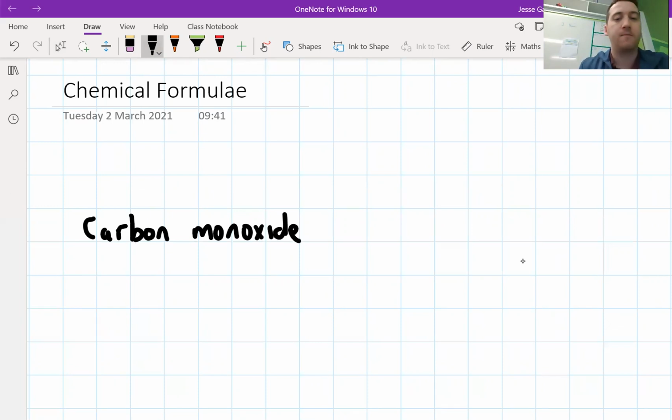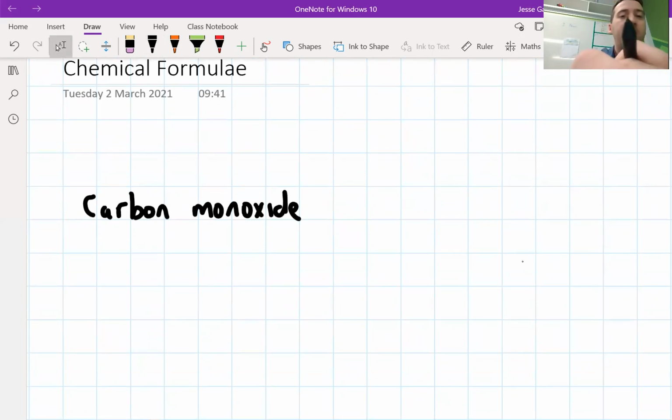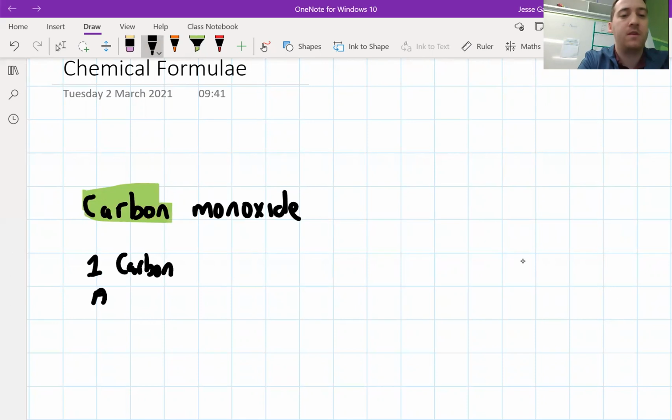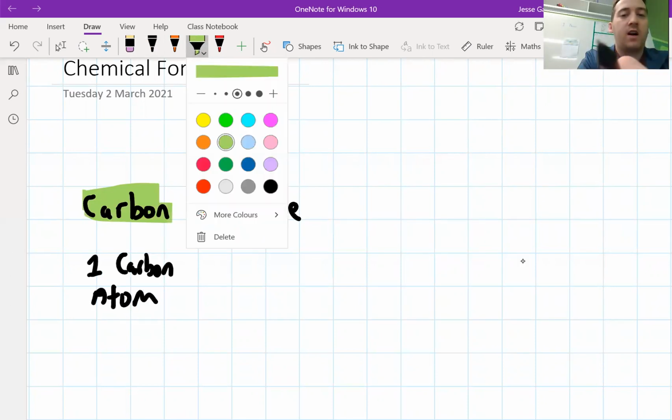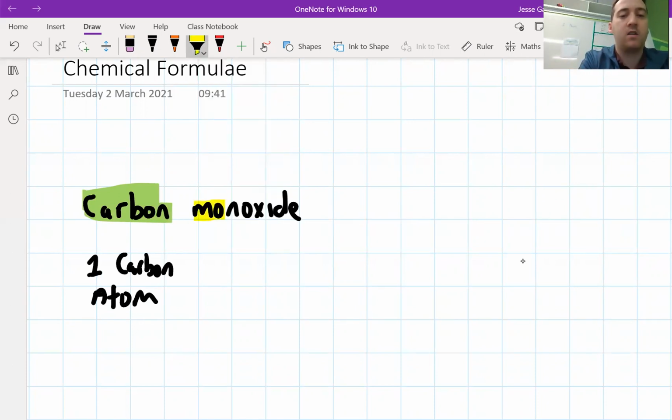Carbon monoxide. Okay, so the first thing to do is have a look closely at the name and figure out what's in here. Well, obviously, it's made of carbon. So that must mean it's got a carbon atom. It's got one carbon atom. The next thing to note, using a different highlighter, is this word, mon. And mon actually means one.